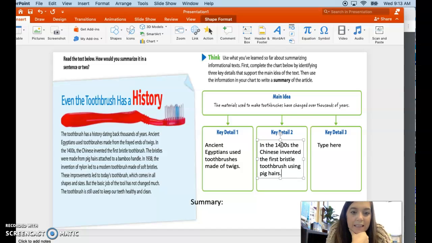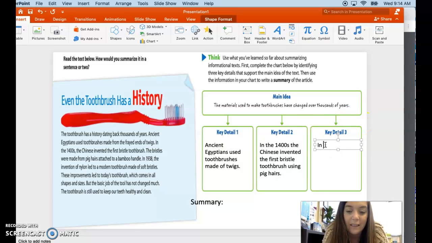So I'm going to keep reading. It says in 1938, the invention of nylon led to a modern toothbrush made of soft bristles. These improvements led to today's toothbrush, which comes in all shapes and sizes. All right, so have I read a third key detail? Can you tell me what it is? Yeah, I agree. It's the invention of nylon. So now instead of using pig hairs, people could use nylon to brush their teeth.